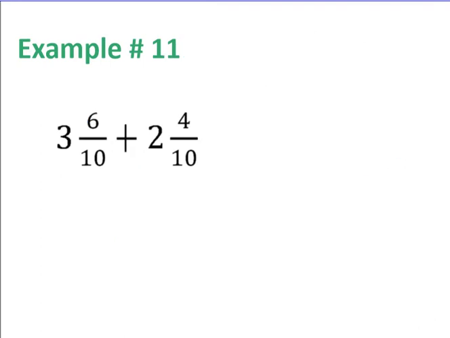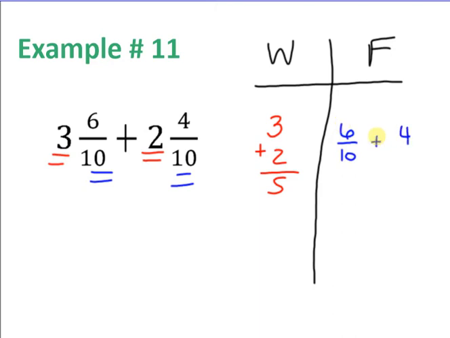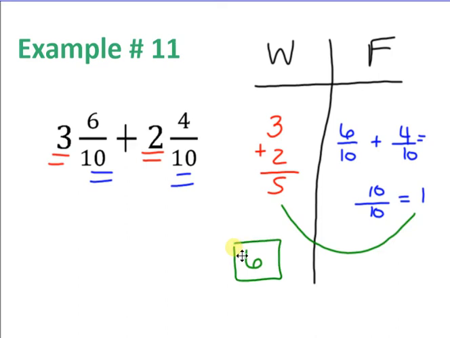All right, let's take a look at this guy here. WF chart. Here's my whole number. So I have 3 plus 2 is 5. Here's my fraction, and it looks like I do have a common denominator. Okay, 6 plus 4 is 10/10. 10/10 is 1. So when I marry these two guys together, 5 plus 1 is 6. That worked out really well.